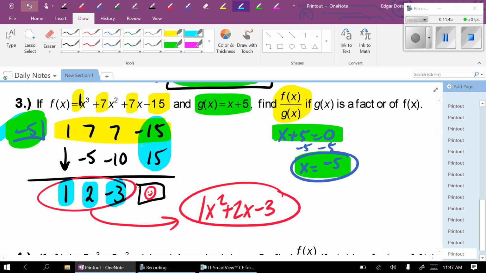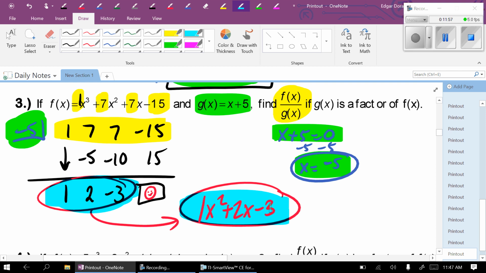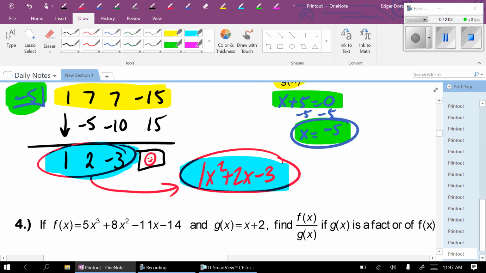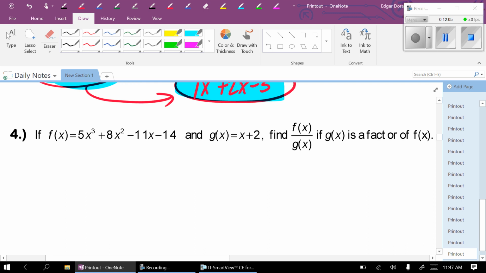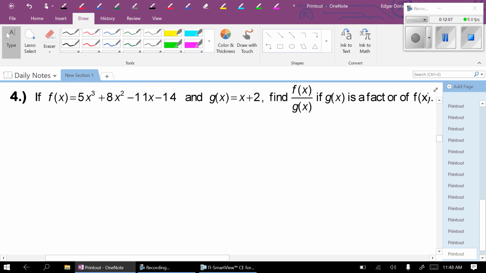Okay? Good job, guys. Hopefully, you guys got the same thing. And again, remember, these right here, 1, 2, and -3 are just the coefficients for a brand new function that has 1 degree less than the original up here. So instead of 3, it's going to be a degree of 2. Okay? I'm going to actually go ahead and skip number 4 for a bit. I'm going to let you guys go ahead and try that one out on your own.